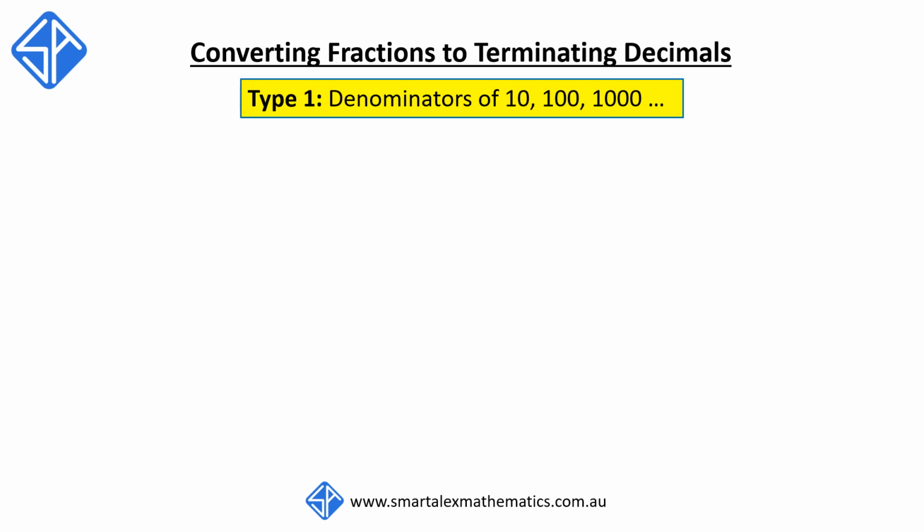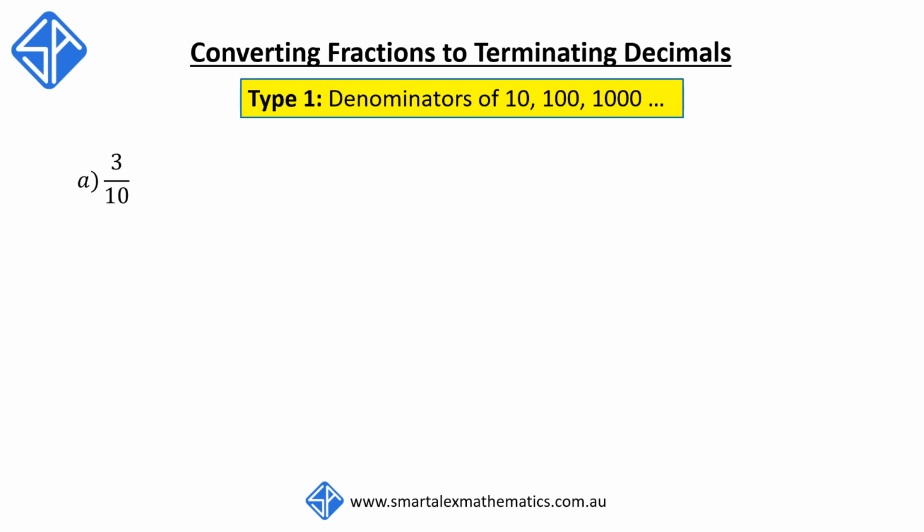In this video, we're going to look at how to convert common fractions to terminating decimals. We're going to divide it into two types. For the first type, our fractions have denominators of 10, 100, 1000, etc. Our first example is 3/10.